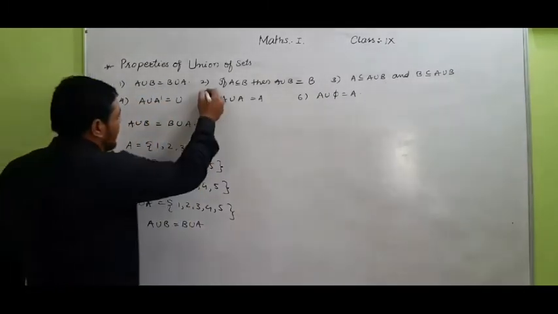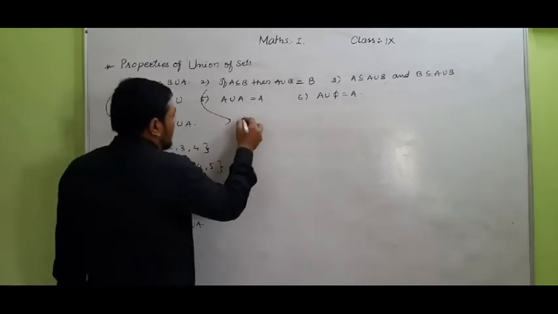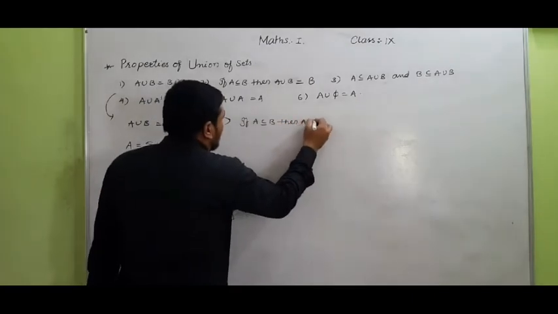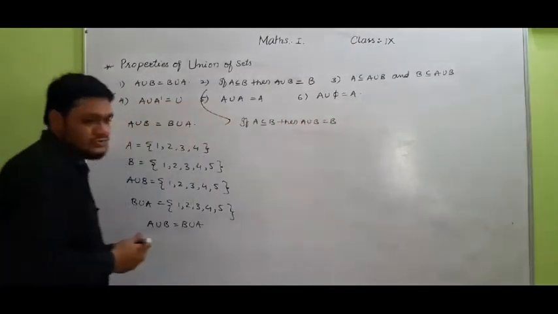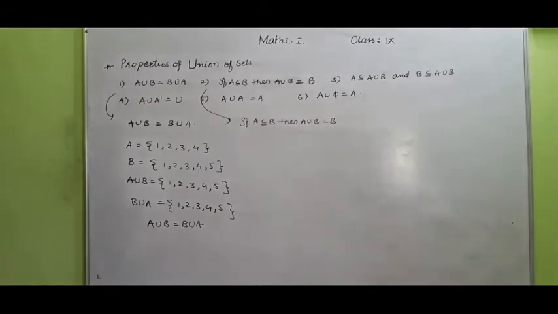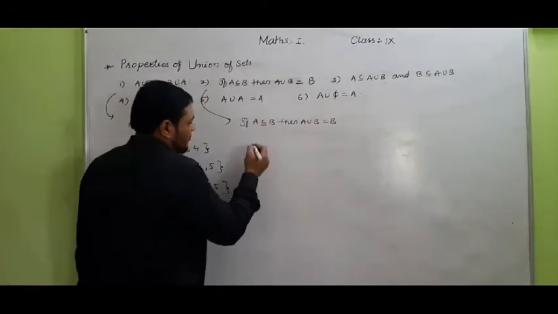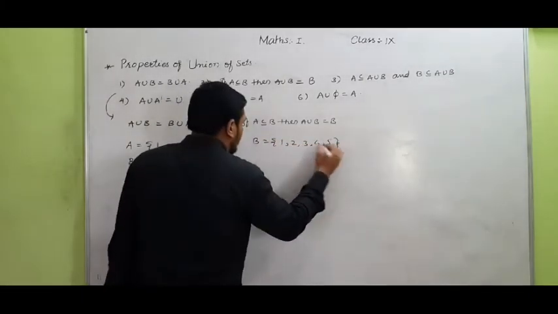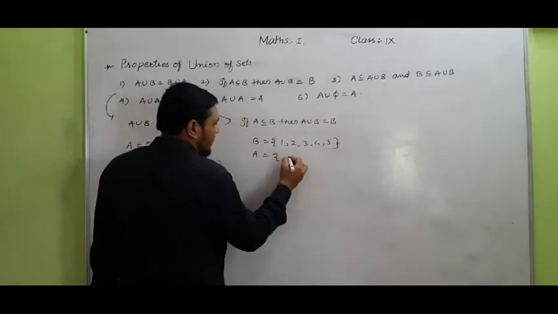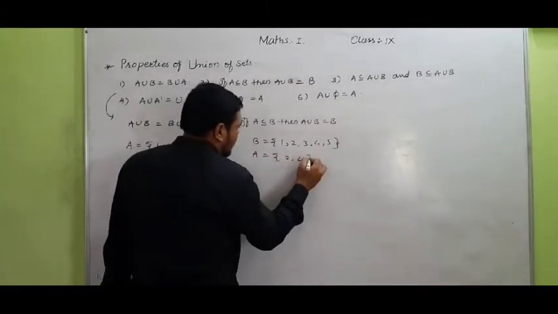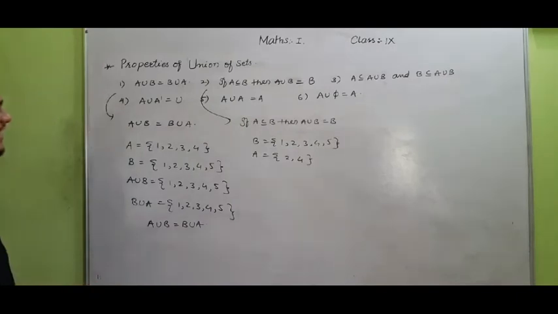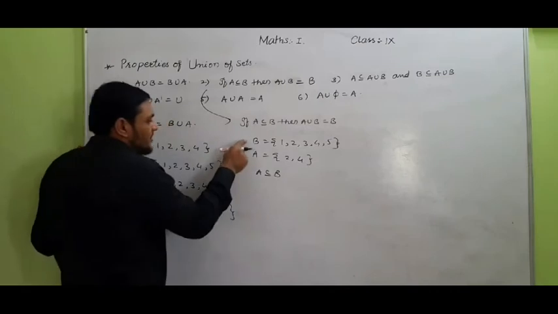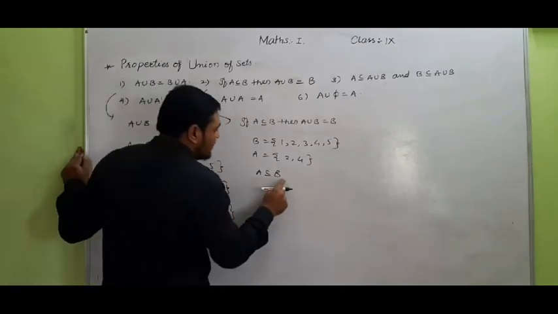Now student, we will take the second property, that is, if A is the subset of B, then A union B is equal to B. So student, here we have to take one set A which is the subset of B. So B contains the elements 1, 2, 3, 4, 5, and A will contain the even numbers, that is 2, 4. So student, here A is the subset of B, because B contains all the elements of set A, that is why A is the subset of B.